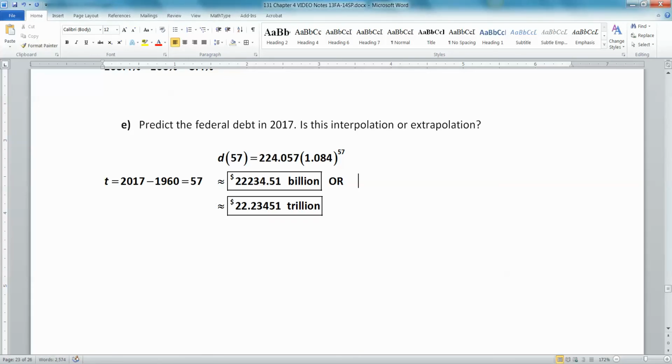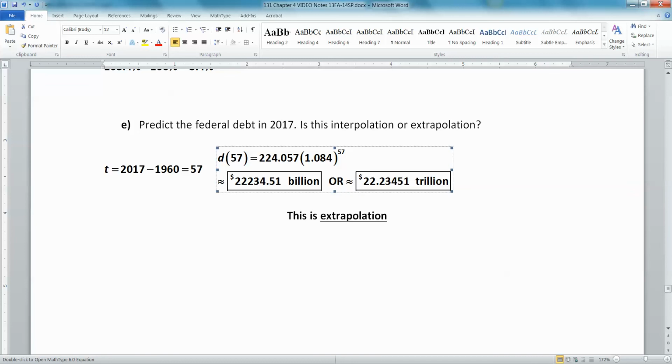Oh, and just one last thing. That is extrapolation, right? Because you're talking about the future. There we go. I changed how that looked. All right, we're done with that. I'll see you back here for the last problem.